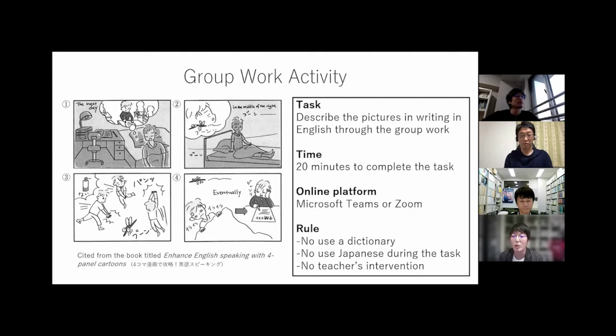Both groups were engaged in a group work task to describe pictures in English writing, collaborating with group members. The given time was 20 minutes, and students used Microsoft Teams or Zoom as an online platform. They were not allowed to use a dictionary or Japanese in the activity. Also, there was no teacher intervention during group work.